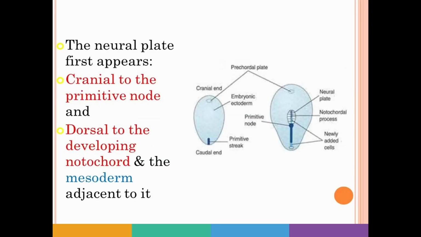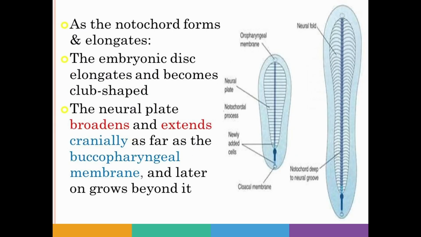Now, the neural plate first appears cranial to the primitive node and dorsal to the developing notochord and mesoderm, which is adjacent to it. As the notochord forms and elongates, the embryonic disc elongates and becomes club-shaped. The neural plate broadens, as you can see in the image, and extends cranially as far as the buccopharyngeal membrane, and later it grows beyond it.